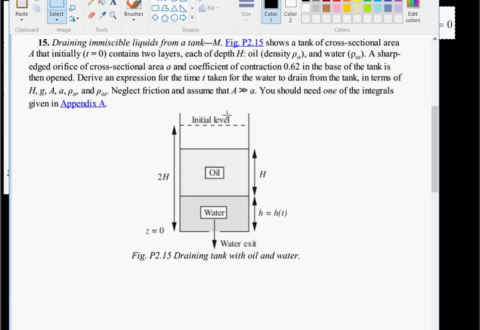It's a closed system, so there's no inputs. That will be important later on. And then we're interested in deriving an expression for the time that it takes to drain all the water. So not the oil, just the water. So how long until h of t equals 0. So let's go ahead and get started on this problem.